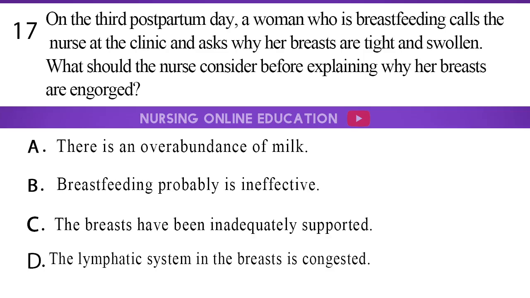A. There is an overabundance of milk. B. Breastfeeding probably is ineffective. C. The breasts have been inadequately supported. D. The lymphatic system in the breasts is congested.